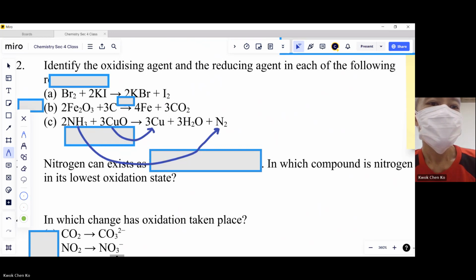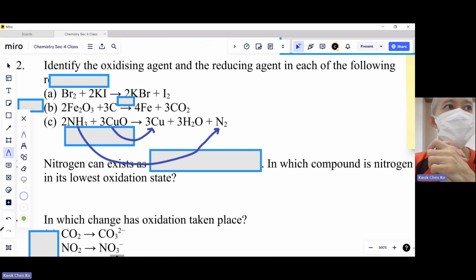K is +1. Remember, it's group 1. Group 1, group 2, group 3, yeah. But even group 3, you've got to be careful also. Usually that's correct. Usually. So this will be Br. Because for part A, there's no hydrogen, no oxygen, so no choice. You should use ON.